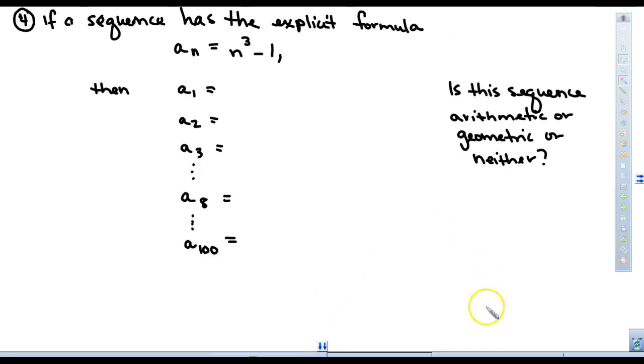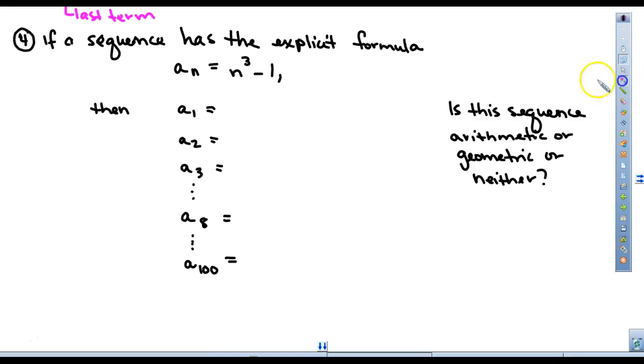Okay? Now, if you have an explicit formula for a sequence, then it will look like this. A sub n equals n cubed minus 1. What an explicit formula does is tell us the term in a sequence by its number. For instance, if I want to know the first term, well, that's a sub 1. So what I do is I put a 1 in the place of n right here, which means I have to put a 1 in the place of n here as well.